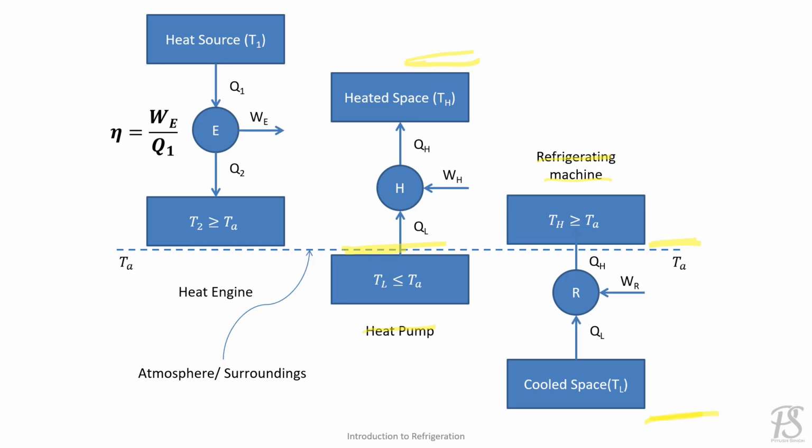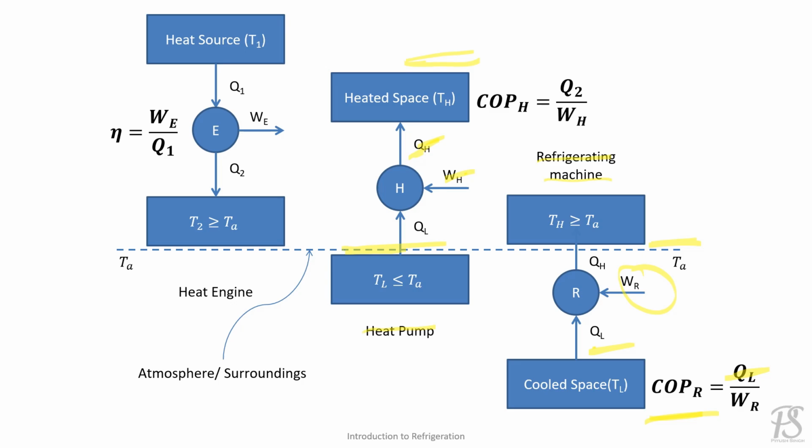The performance of a heat engine is measured by its thermal efficiency, which is the ratio of the work done by the engine divided by the heat drawn from the heat source. In case of a heat pump, the performance is measured by the ratio of the desired effect, that is, heat supplied to the heated space divided by the work input. Similarly, the COP of a refrigerator is measured by the ratio of the desired effect, that is, heat drawn from the cool space divided by the work done on the system.